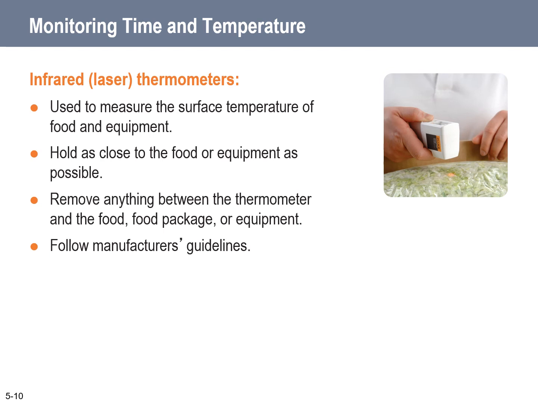Then we have our infrared or laser thermometers. Those are used just to check the surface temperature of a product. You would use these when you're worried about cross-contamination because you don't actually touch your product with this thermometer. You would get as close as you possibly can to the product that you want to temp, and it will actually give you the external temp.